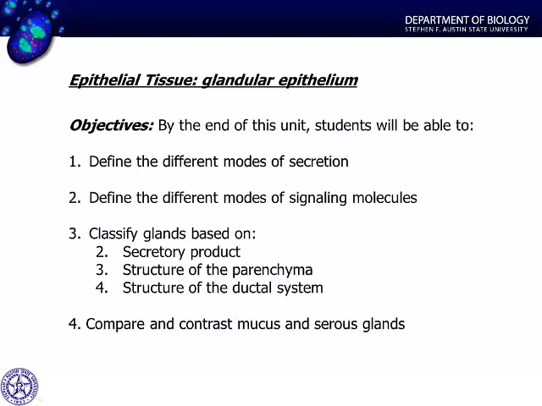So we're first going to look at the different types of secretory modes in which cells can produce the material. We're going to define the different ways these molecules can signal cells, either local cells or cells at a distance. We are then going to be able to classify glands. We're going to classify them on what their secretory product might be, the structure of the glandular epithelium, and also the structure of the ductal system that transports that material from the gland to its target cell.